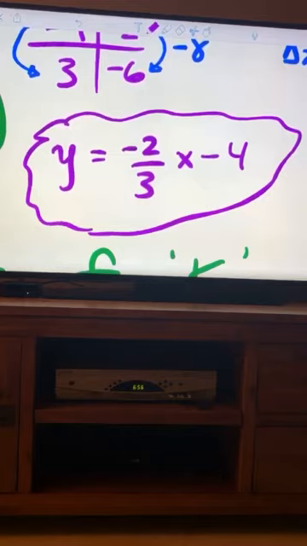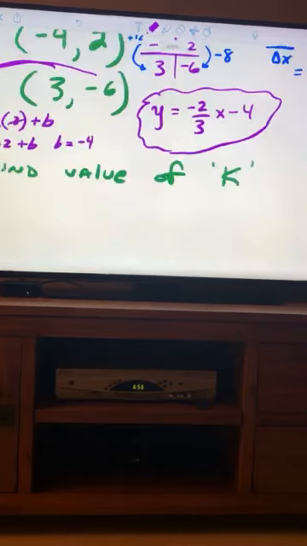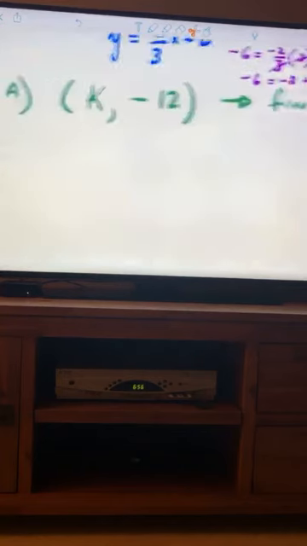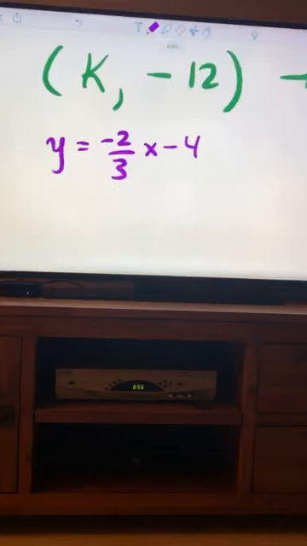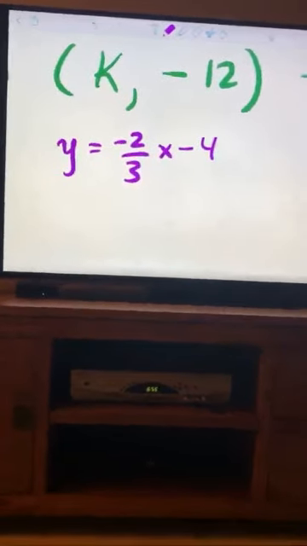All right, and now the second question here. If it passes through the point, I'm just going to copy this. If it passes through the point k, negative 12, what's the value of k? Take a moment to digest this a little bit.